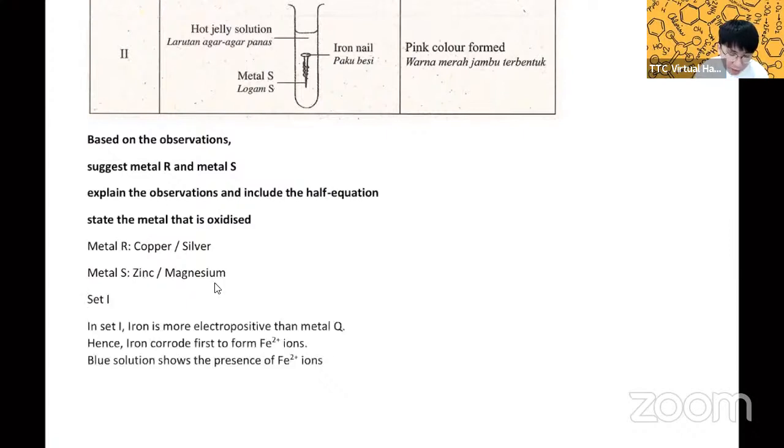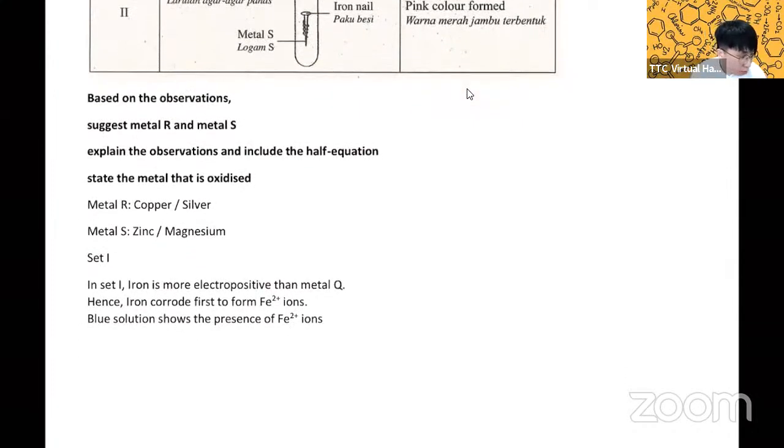In set one, what happened? Iron is more electropositive than Q, so iron corrodes first to form Fe2+. The blue solution shows the presence of Fe2+. In set 2, why is there a pink color? Why no blue color? Because there is no iron rust.